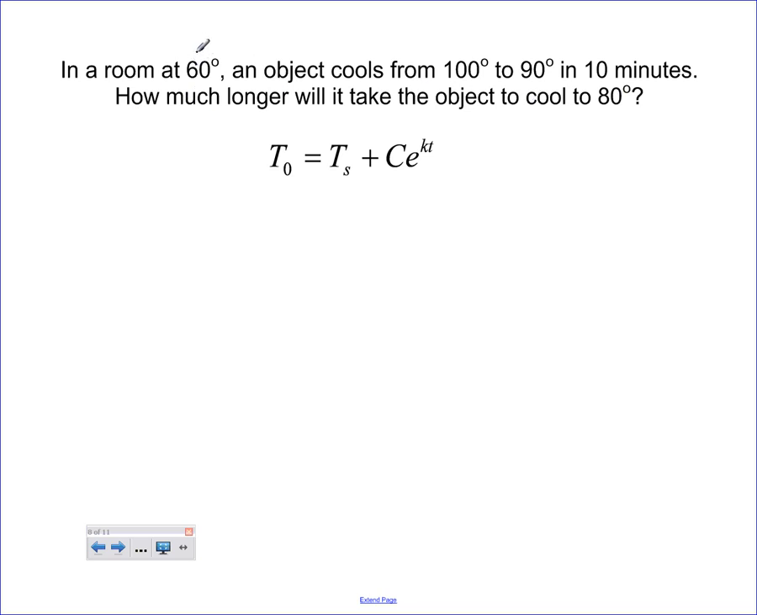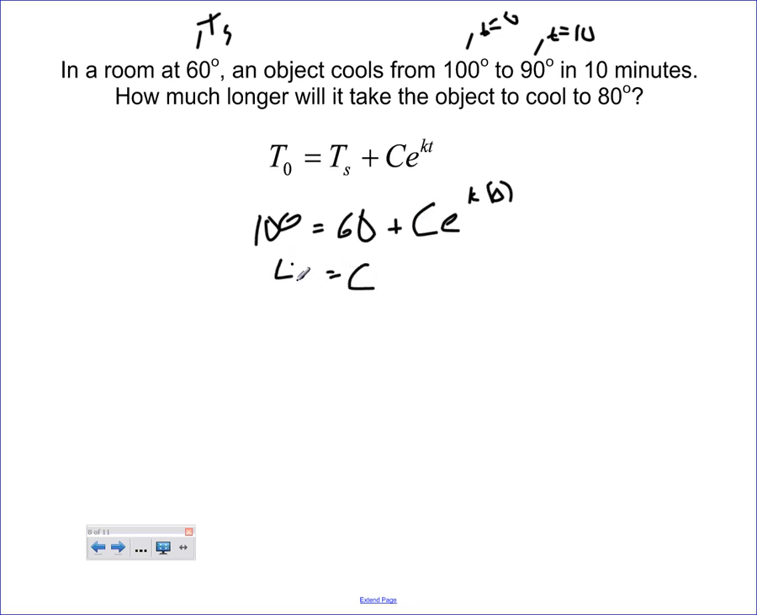So what we do is we know that the temperature of the surroundings, that's room temperature, is 60 degrees. And we've got some information that this is at T equals 0. This is at T equals 10. And so we use that to get some information for us. So temperature of the object at time equals 0, so 100 equals the temperature of the surroundings, 60, plus C e to the K t. We don't know what C is, we do know what e is, we don't know what K is, and we know that T is equal to 0. We do some quick math on that. K times 0 is 0, e to the 0 is 1, so C plus 60 equals 100, so C turns out to be 40.